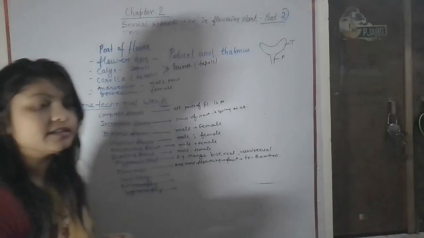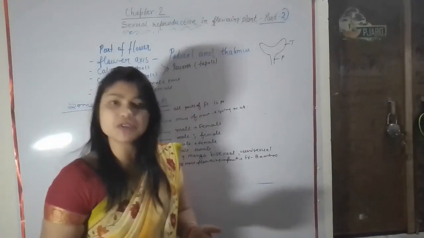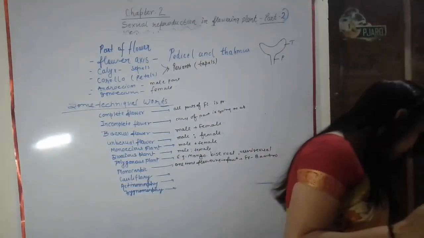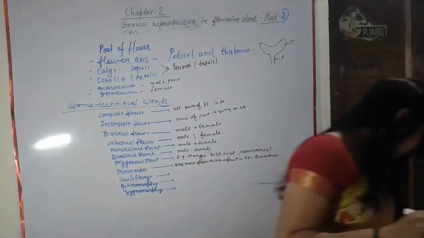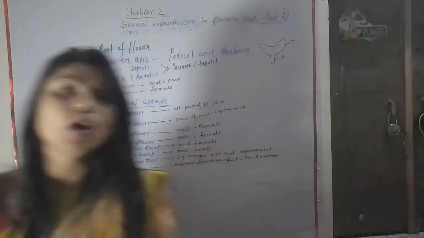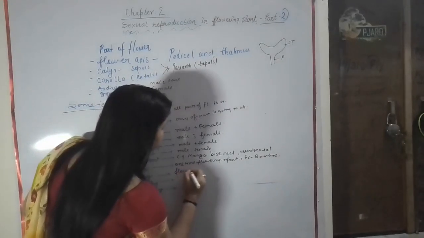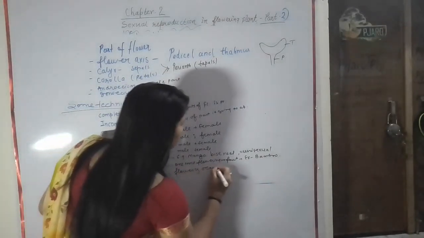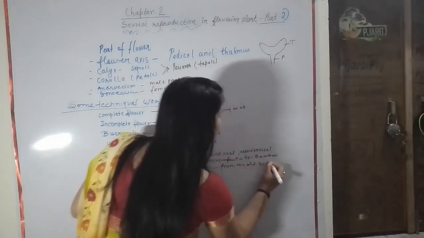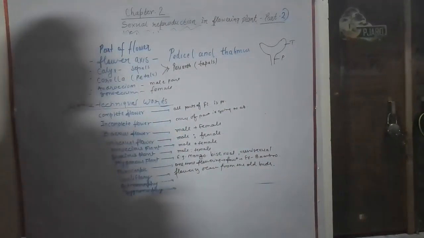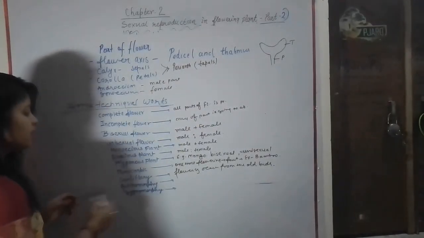Cauliflory means they do the flowering every season. Okay, so cauliflory means flowering occurs from the old buds. From the old buds, flowering is going to occur. That is the cauliflory, right?